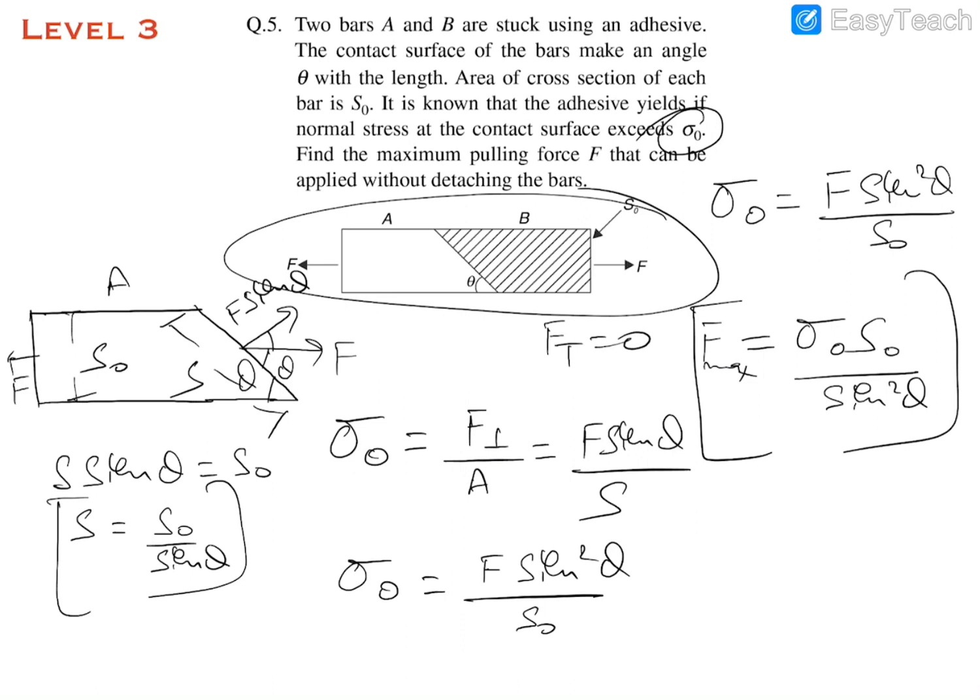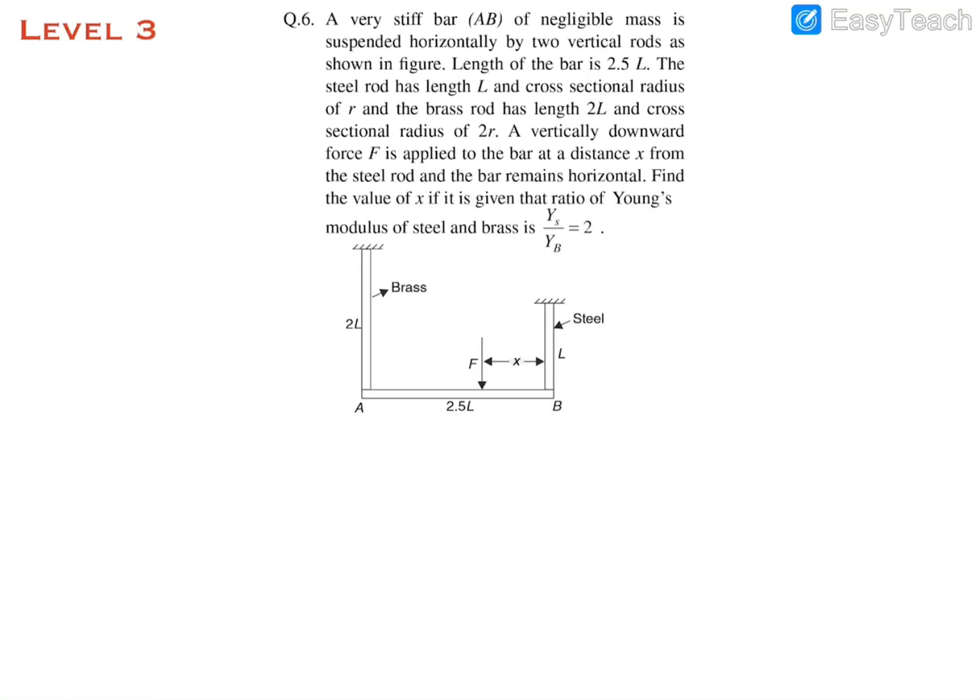Now we move on to the next question. In this question, it is given that there is a very stiff bar AB of negligible mass, and it is suspended by two rods of brass and steel. The length of the bar is 2.5 L, and the steel rod has a length of L, and the brass rod has a length of 2L. The cross section radius of the brass is 2R, and the cross section radius of steel is R.